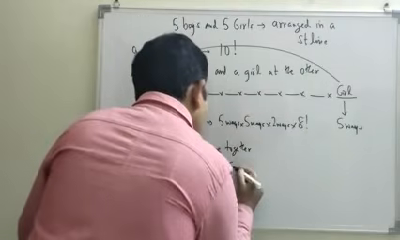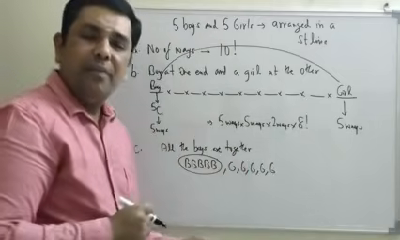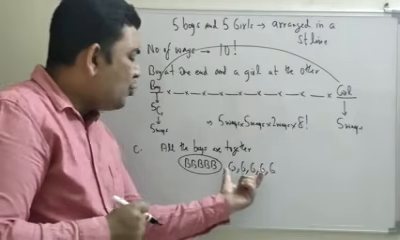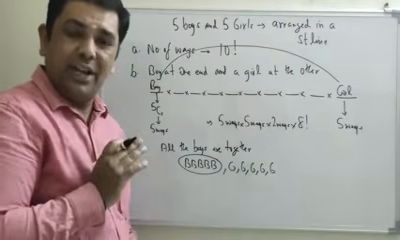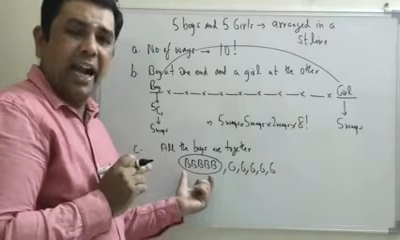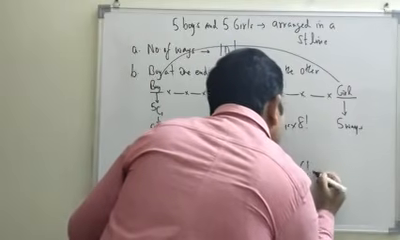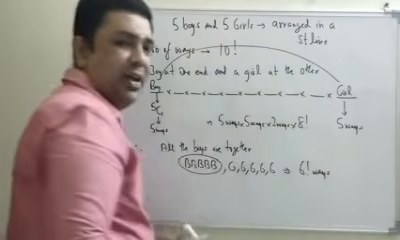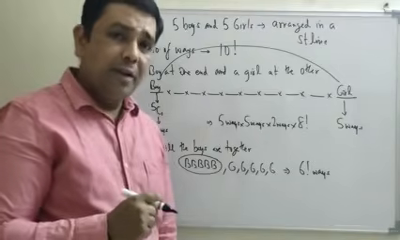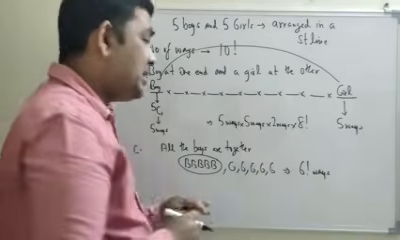And then we have 5 girls. So how many things do we have in total? 6 things. Right? 5 girls and a group. 6 things. Now 6 things can be arranged in a straight line in 6 factorial ways.